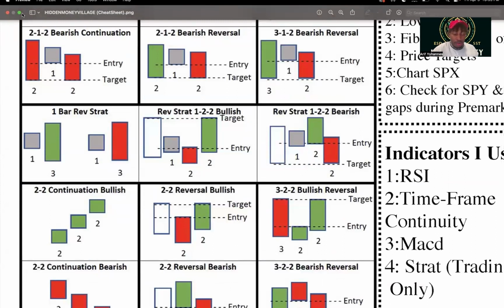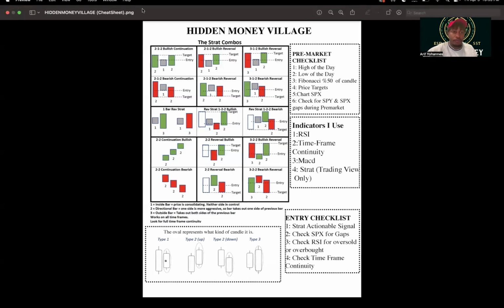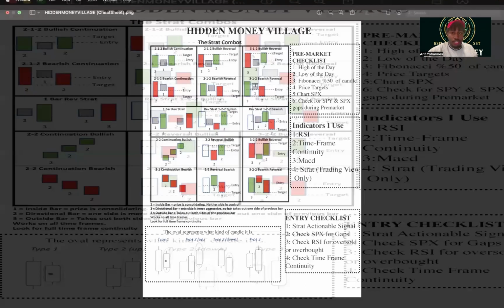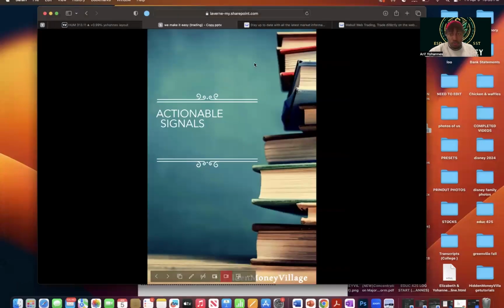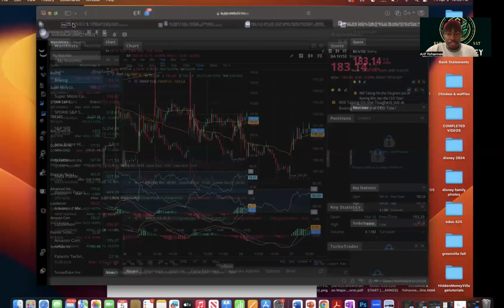Now, what I'm going to do is make this smaller. We're going to make that one smaller. I'm going to do this right here. I'm going to go to Webull. This is where it gets fun. This is the fun part.